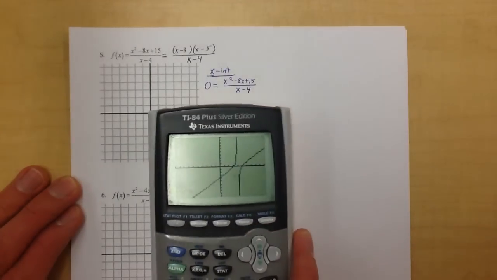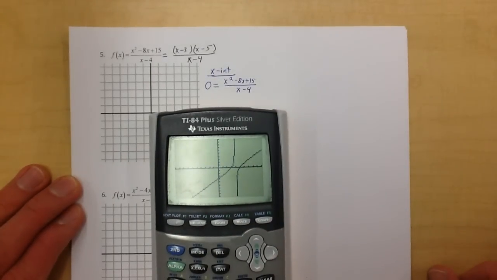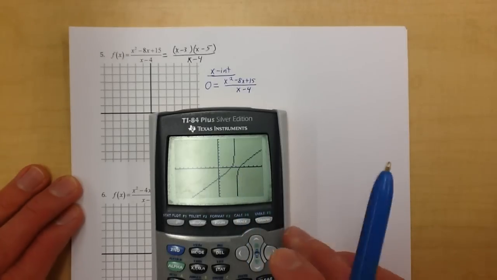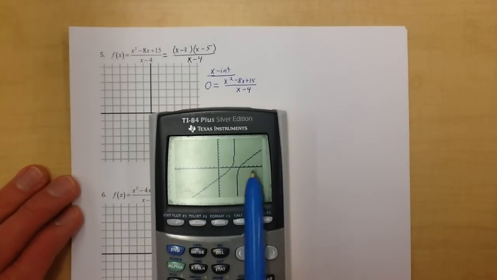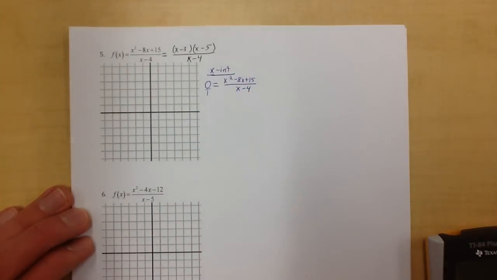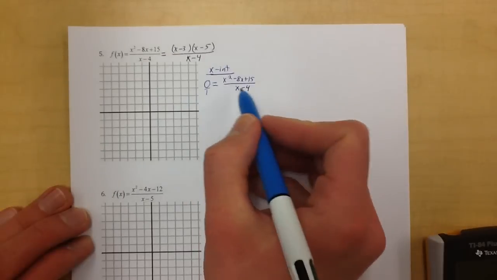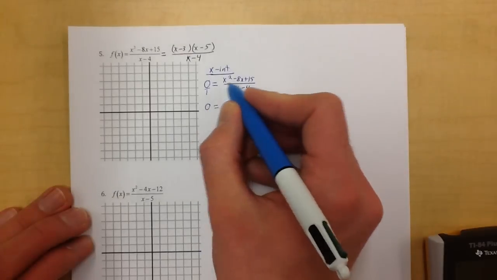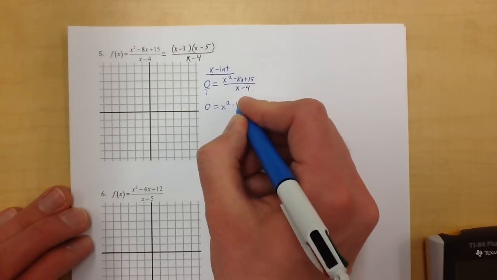Now, you can look at your graph and tell where they are. I'm going to go ahead and tell you. They're at 3, 0, and 5, 0. But if it's not obvious, here's how you'll find it. Put that over 1 and cross multiply. 0 times that gives you 0. 0 times x minus 4 gives you 0. 1 times all this mess gives you, well, all this mess.